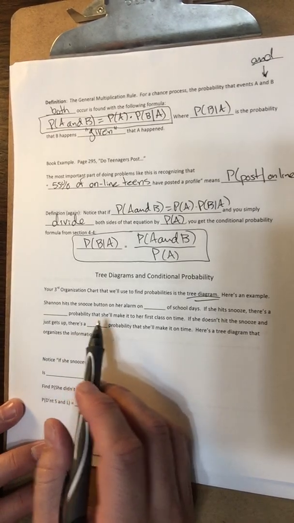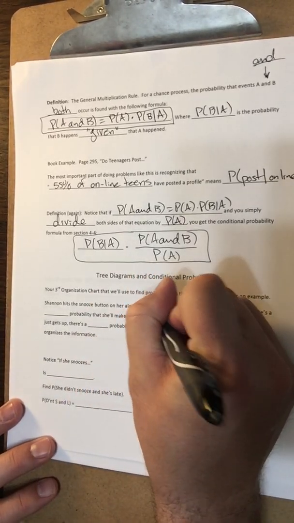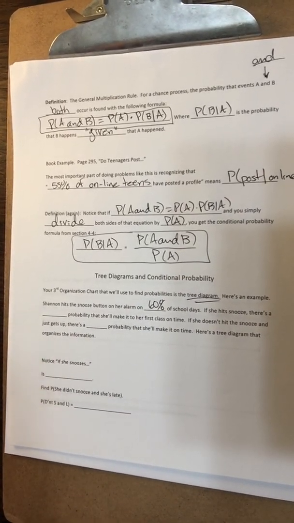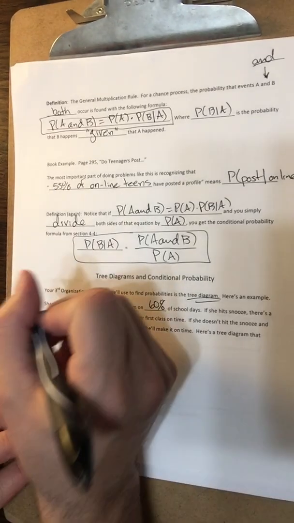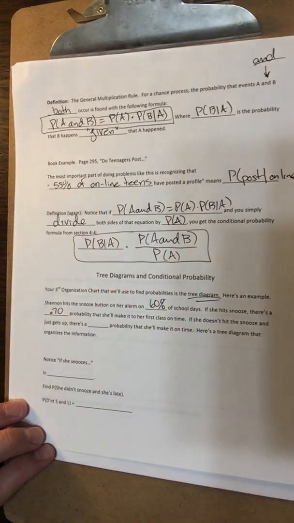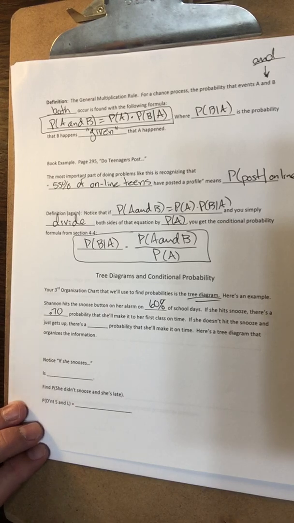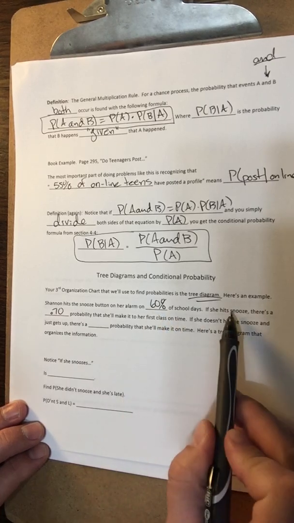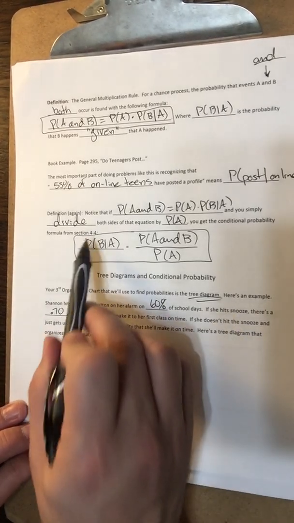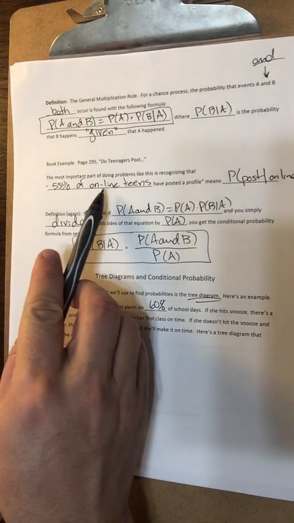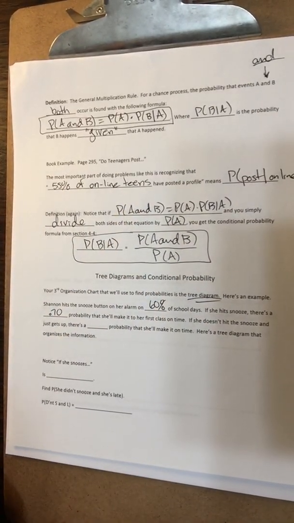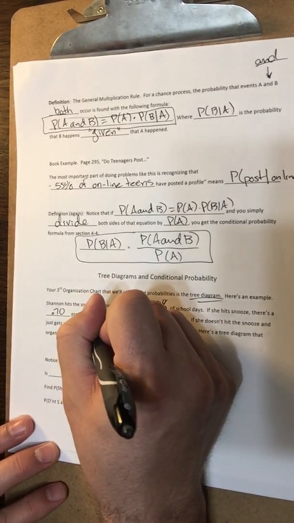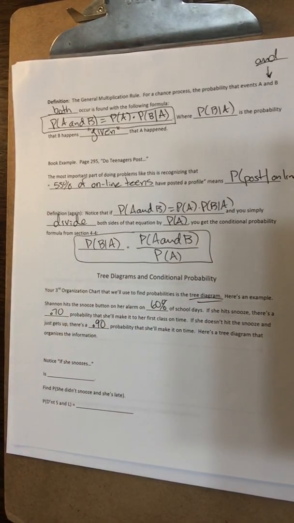Here's an example. Shannon hits the snooze button on her alarm 60% of school days. I guarantee you I'm 100% of school days with the snooze. If she hits snooze, there is a 0.7 probability that she'll make it to her first class on time. If she hits snooze, that makes this a conditional probability. If she doesn't hit snooze, and gets up, there's a 90% chance that she'll be on time if she doesn't hit the snooze button.